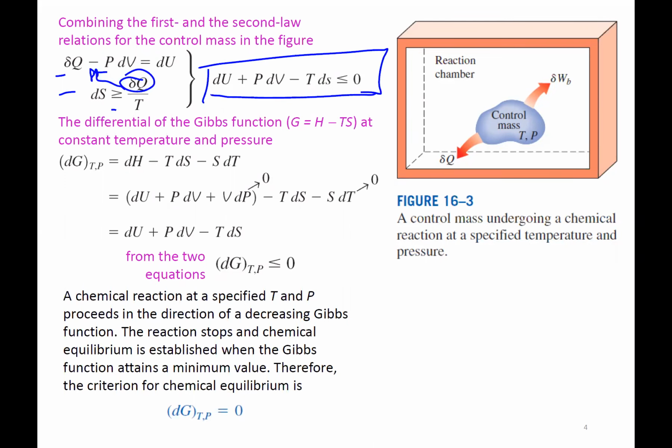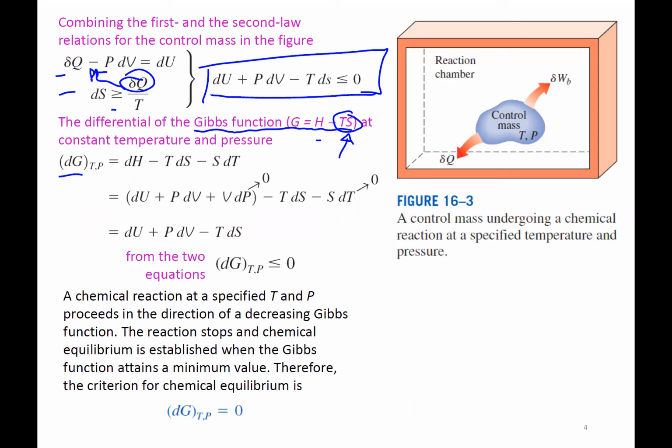So now we go with a different one. We go with our Gibbs. We defined this Gibbs function quickly in chapter 12, but it's just enthalpy minus temperature times entropy. If we do the change, that would make it the change in Gibbs, which is the change in enthalpy, and then we just have to do TdS and SdT for that component right there. So we just got the differential.